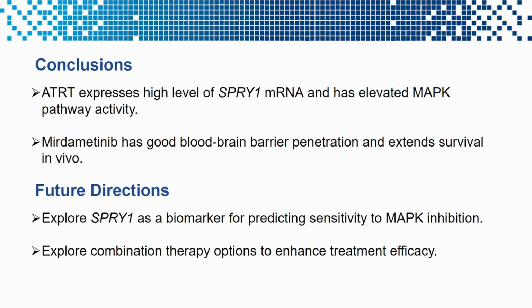In conclusion, ATRT expresses high level of Sprouty-1 mRNA, and it also has high level of phospho-ERK, therefore demonstrating upregulated MAP kinase pathway. And second, mirdametinib has good blood-brain barrier penetration and was able to achieve survival extension in vivo. Moving forward, we are trying to see if we can get more from the Sprouty-1 side of the story to see if it can be used as a biomarker for predicting susceptibility to MAP kinase pathway inhibition.